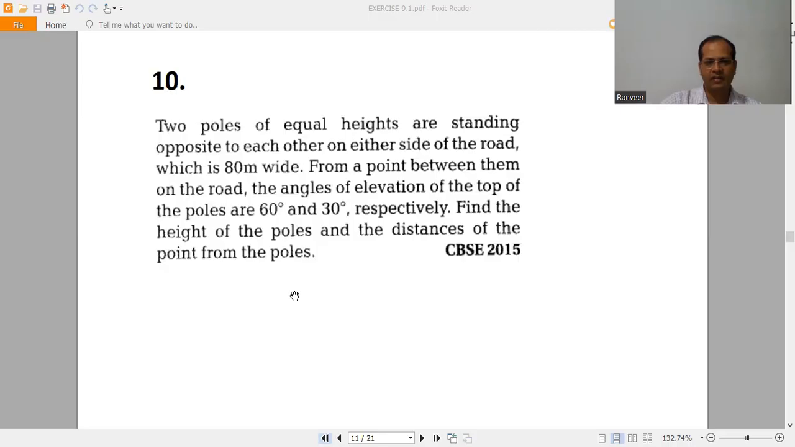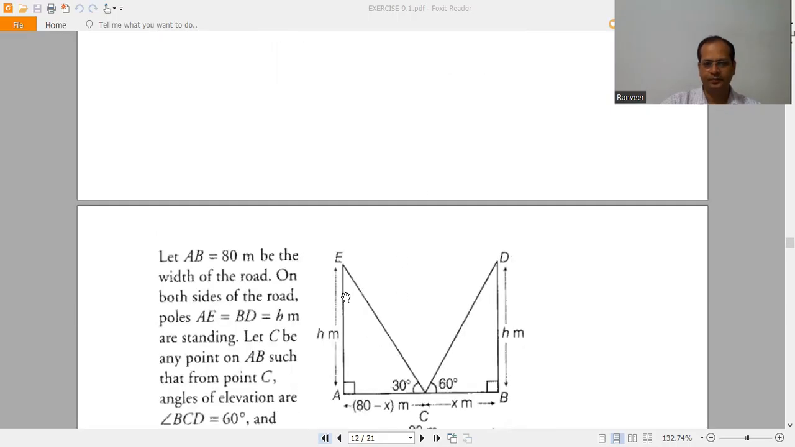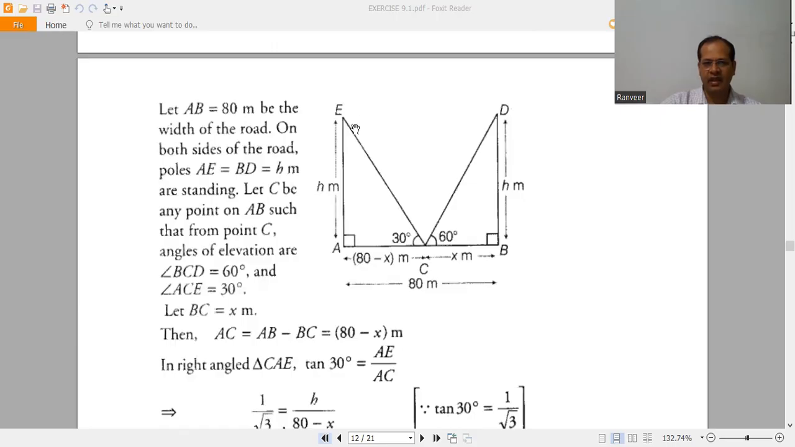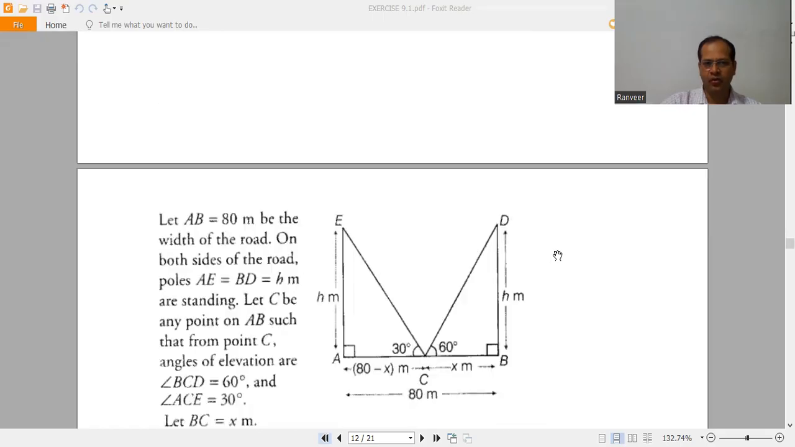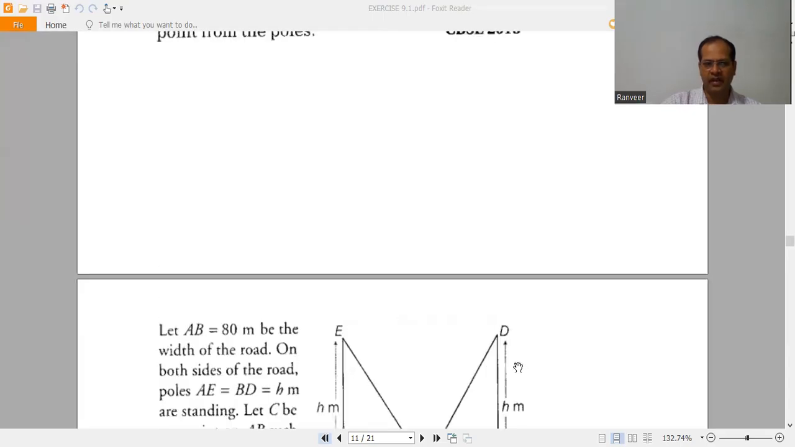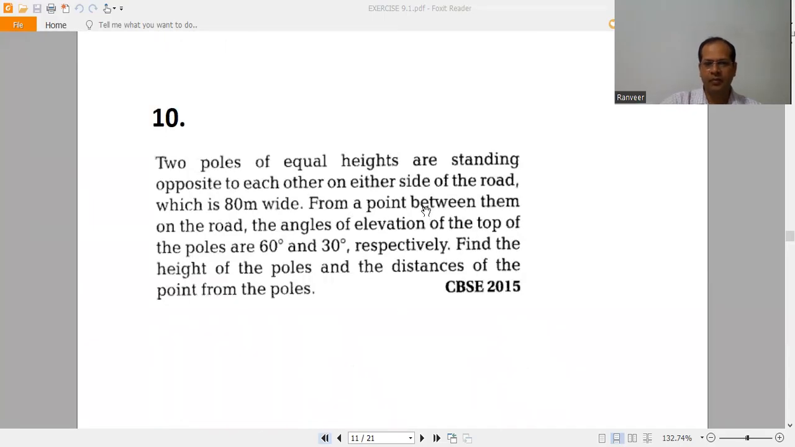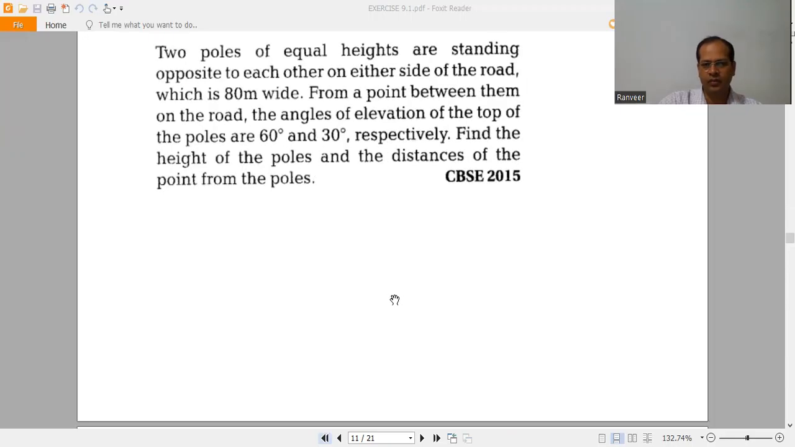Question number 10. Two poles of equal height are standing opposite to each other on either side of the road, which is 80 meters wide. This is given. AE and BD are two poles at a distance of 80 meters. From a point between them on the road, the angles of elevation of the tops of the poles are 60 degrees and 30 degrees. Find the height of the poles and the distance of the point from the poles.